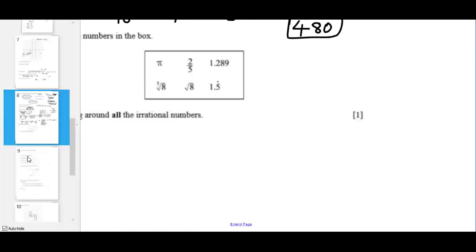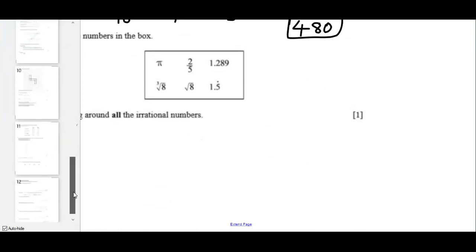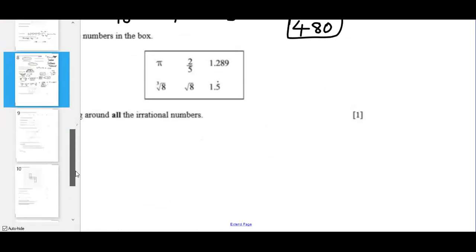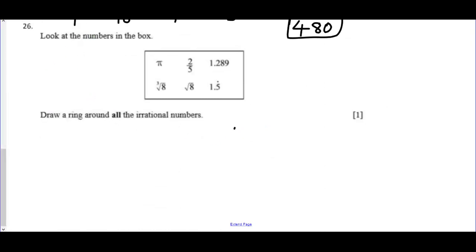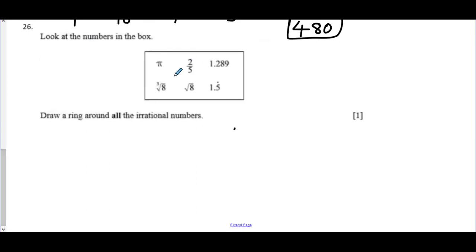And let me check. Okay, I'm gonna have to finish this paper basically. Okay. Look at the numbers in the box. We have these numbers here. Draw a ring around all the irrational numbers.